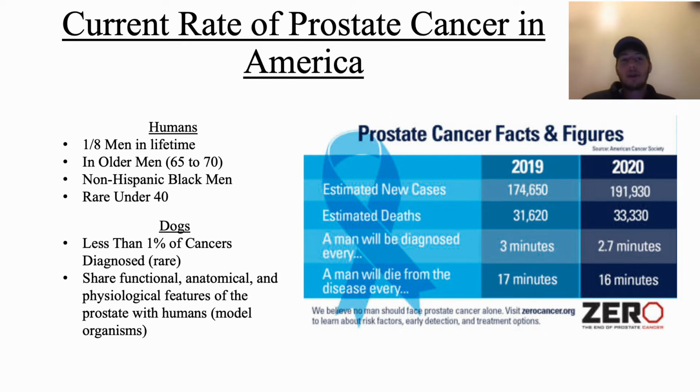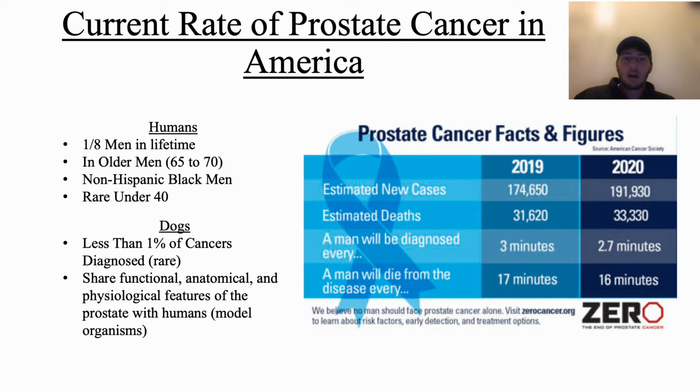Now, compared to humans, in dogs, less than 1% of cancers are diagnosed. So this is a very rare phenomenon. And you might be wondering, why does it even matter looking at dogs if less than 1% of cancers are diagnosed? Well, the reason is because dogs share many of the same functional, anatomical, and physiological features of the prostate with humans. So this makes dogs a great model organism when studying prostate cancer in humans and in dogs.